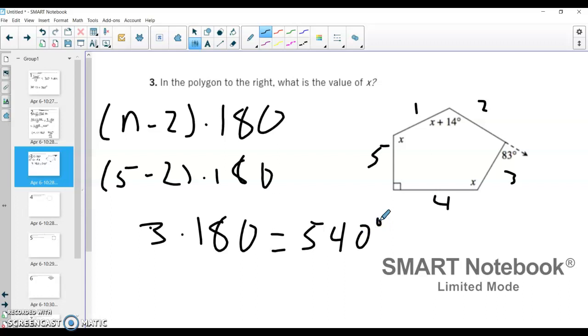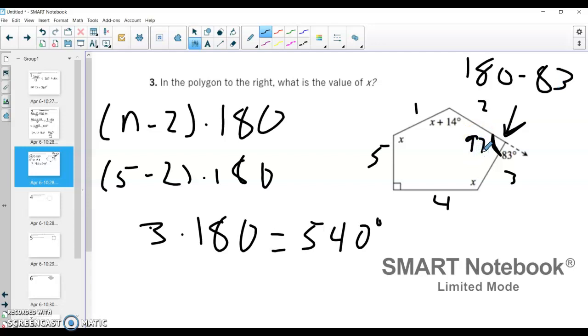Okay? The next thing I'm going to do is figure out what this interior angle is right here. Well, if the exterior is 83, I know that interior plus exterior is supplementary. It creates 180 degrees. So to find this missing angle, I'm going to take 180 and subtract away 83. And whatever is left is going to be my interior angle because those two are supplementary. So 180 minus 83, this is a 97 degree angle in here.